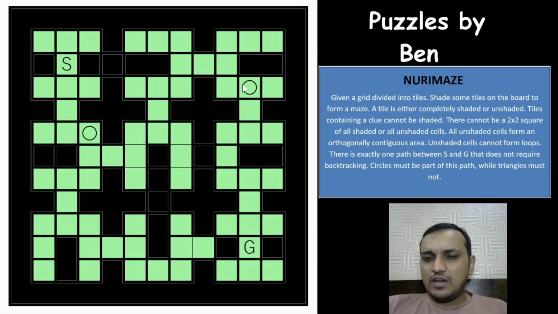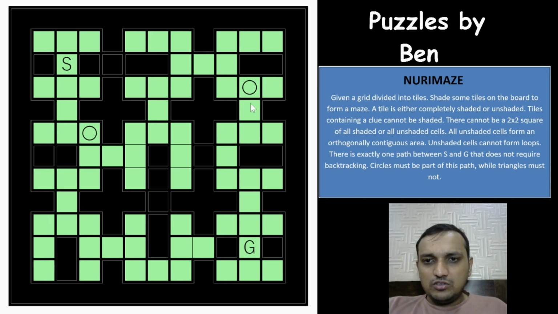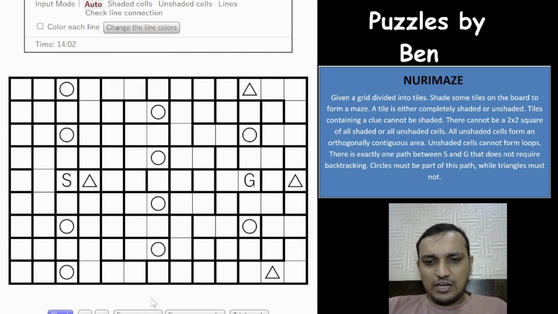Amazing. I seriously forgot this, I didn't actually look for it. So a circle will always have two orthogonal sides that are used for the path, and this orthogonal side was of course blocked out already, so these two would have to be the orthogonal sides. Of course, that was an easy one, a good puzzle actually. Let's go to the second puzzle now.